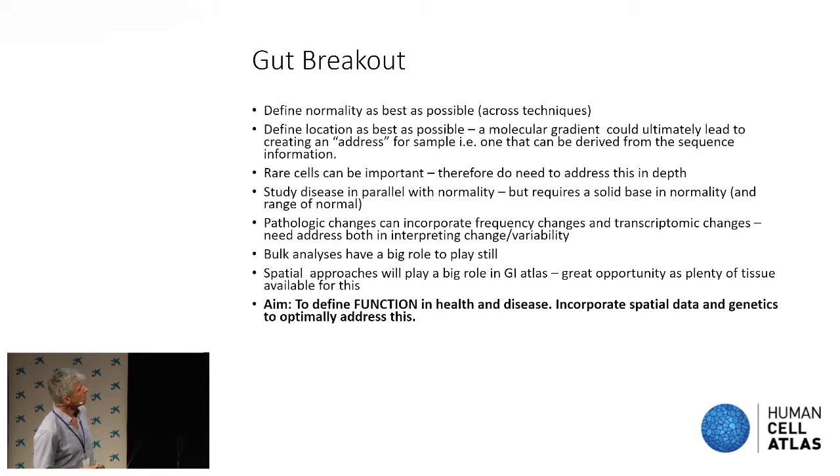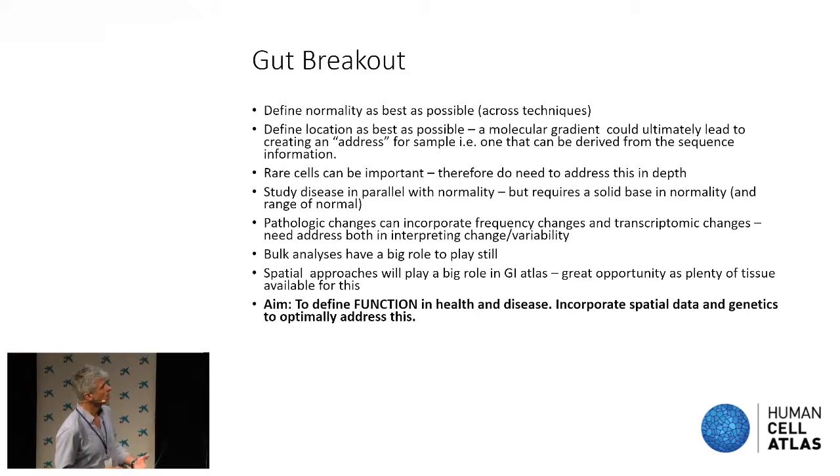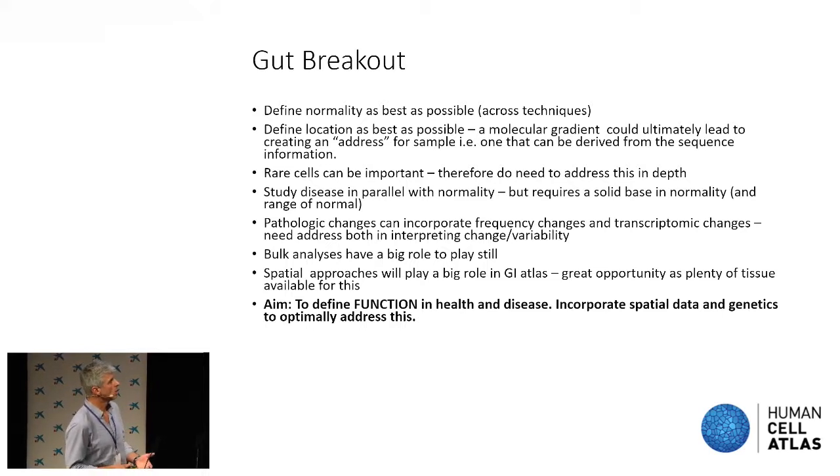And I think this is really probably a very important point, which we didn't get to the end of, but ultimately we would like to define function both in health and obviously dysfunction in disease. That isn't going to come just from this initially, but does need to be addressed, I think, if we want to get the best out of this version of the Atlas. Even at this stage, we should be able to derive some new insights into function. But that will need incorporation of the spatial data to understand who's talking to whom, where, and ideally some host genetics to understand the role of that variability in ranges of normal or in disease.